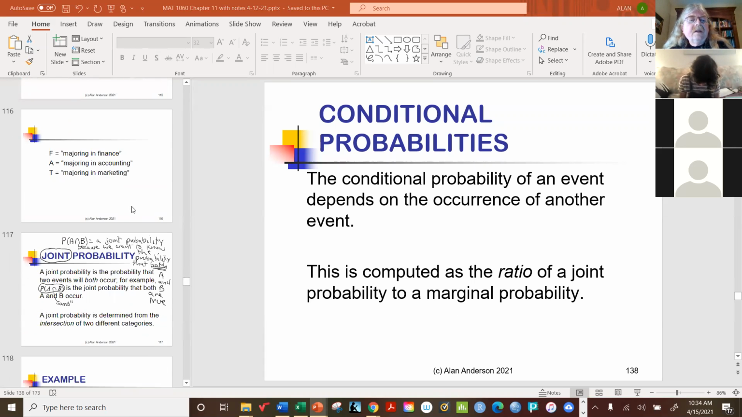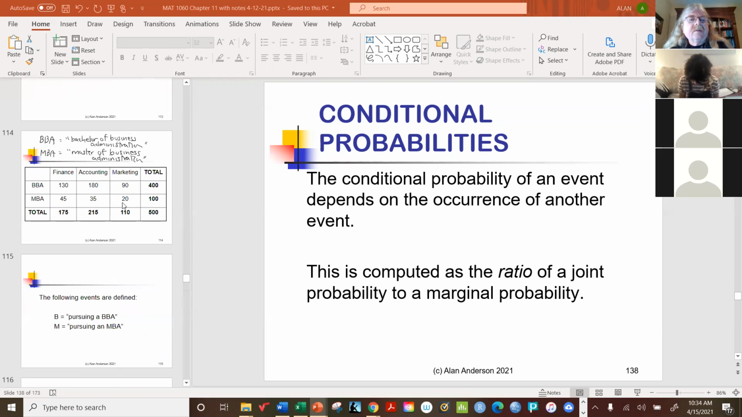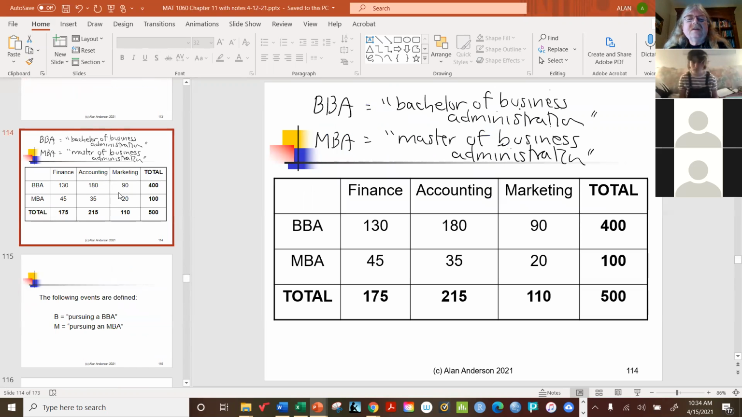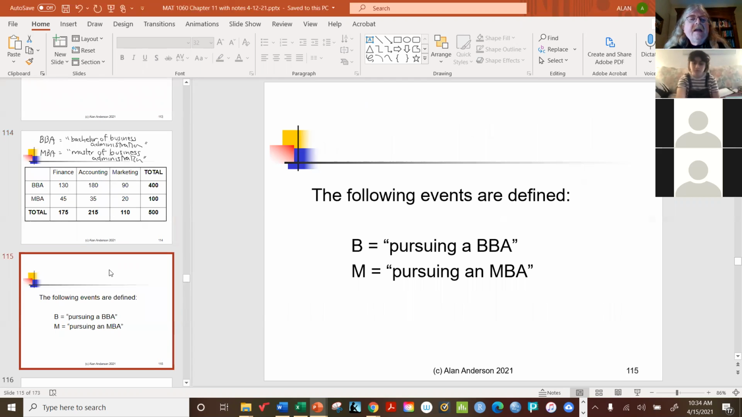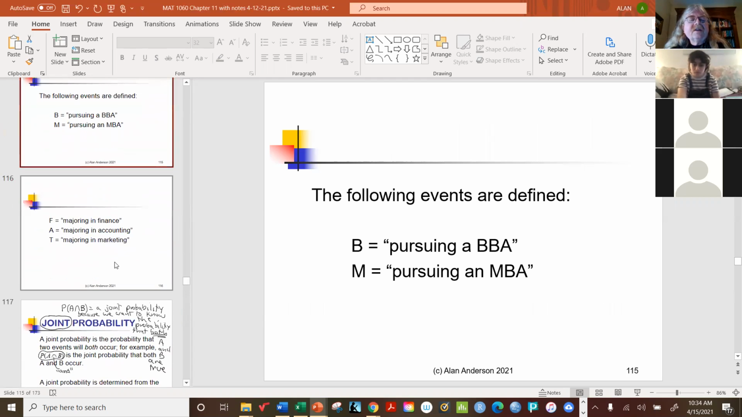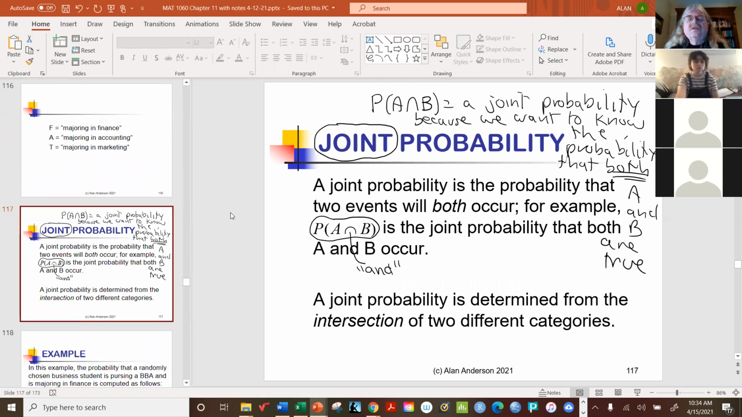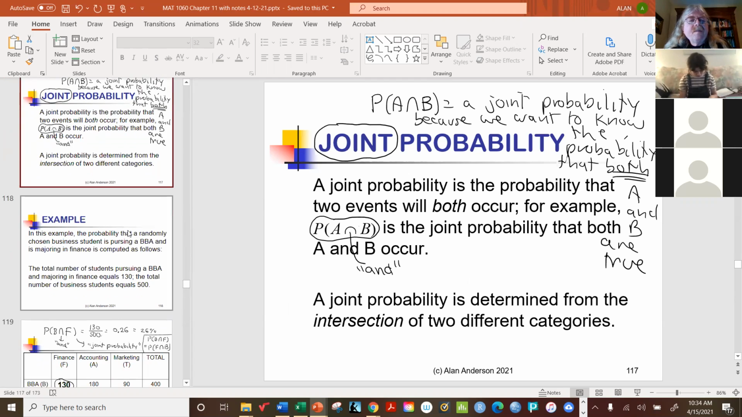So first we introduced the joint probability table. If you recall, we have students that are majoring either in finance, accounting, or marketing, and some of them are getting a bachelor's degree and some of them are getting an MBA. So we've got all the information right here. And we were able to calculate two basic types of probabilities. First, joint probabilities, which are the probability that two things are true. And they can be easily calculated directly from this table.